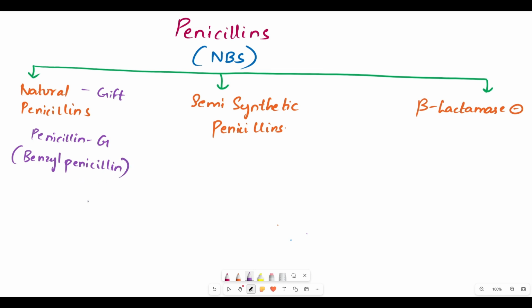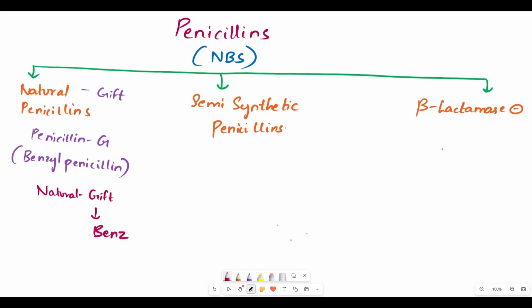Now how do you remember this? Just remember that there is one natural gift, and that gift is Benz. Natural means it is the natural penicillins. Gift means it is penicillin G. Benz means it is also called benzyl penicillin. So done with this class.